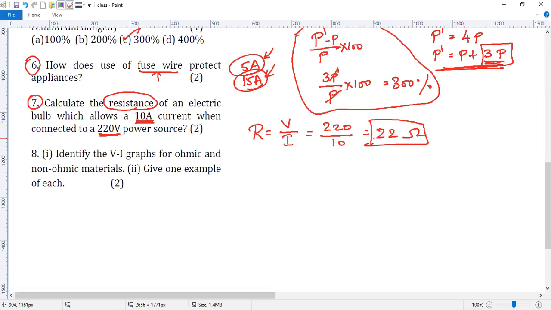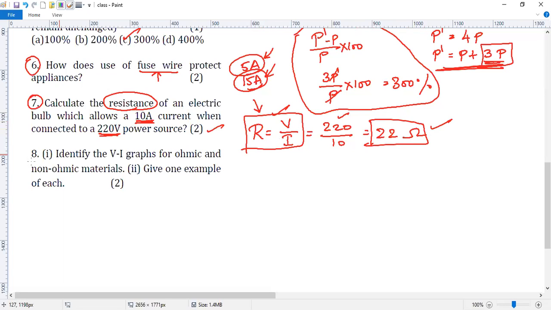2 marks you will score. The correct formula must be written, and then the steps must be shown. Then if the last answer is along with the units, the complete 2 marks will come. If you leave out the units, half a mark will be cut off. And if you say you just wrote the answer directly without mentioning the formula, 1 mark will go. Marks are not only for the answer. Okay?